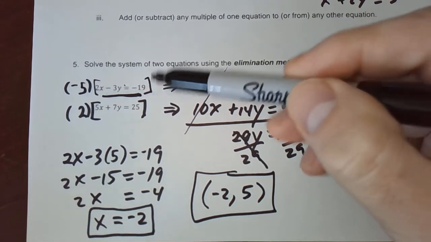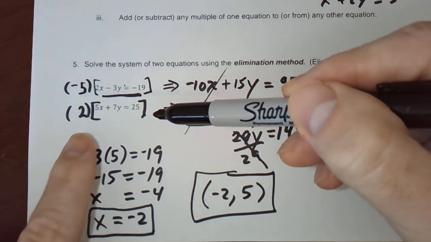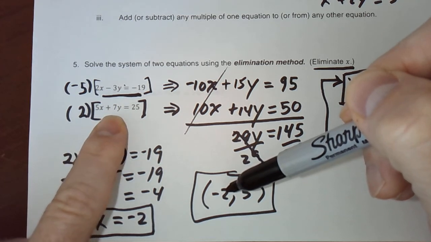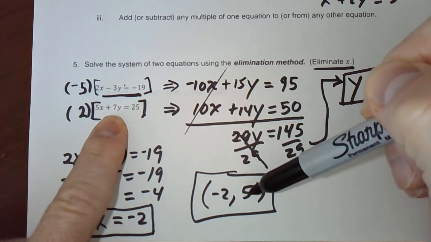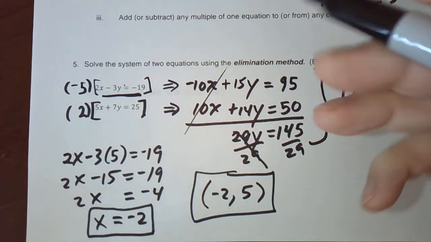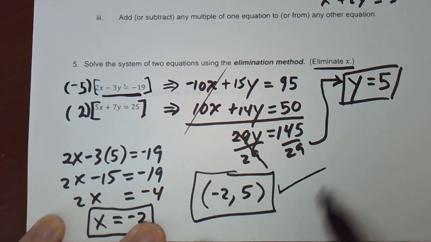Let's look at equation number 2. 5 times negative 2 is negative 10. 7 times 5 is 35. Negative 10 plus 35 is indeed 25, so we do have the correct answer.